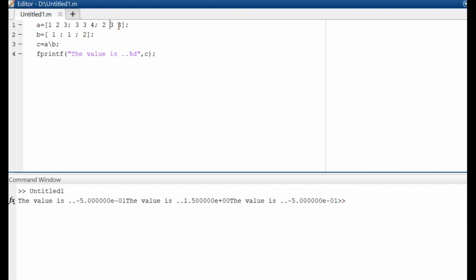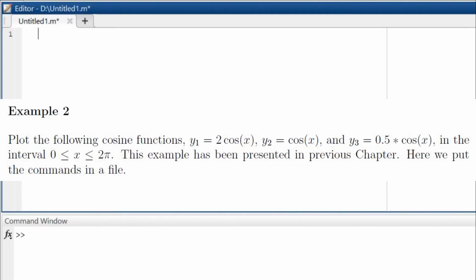We can change the values also, like let's take a 78. Executing it, you get different values. That's a simple rule.